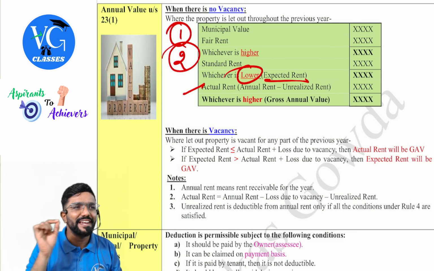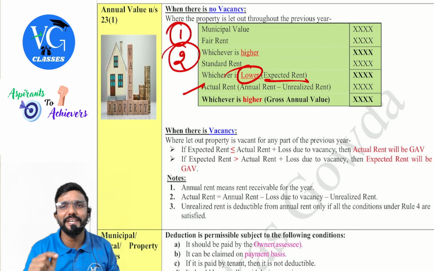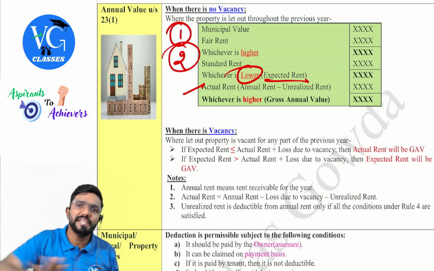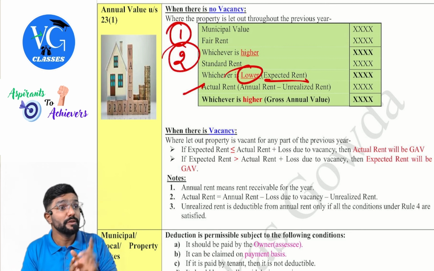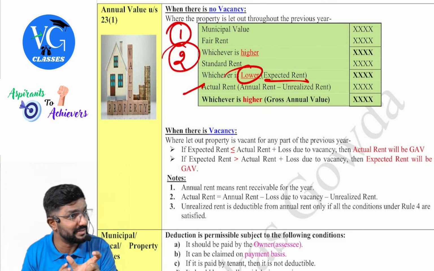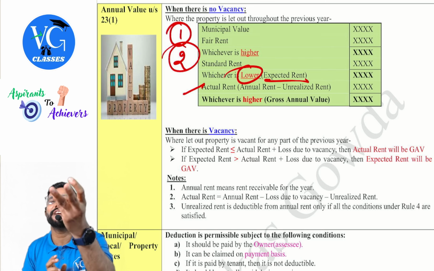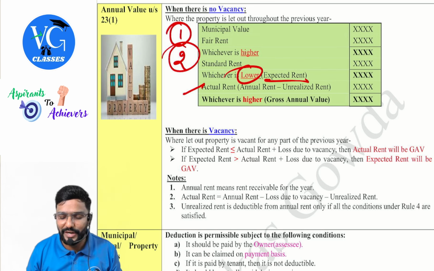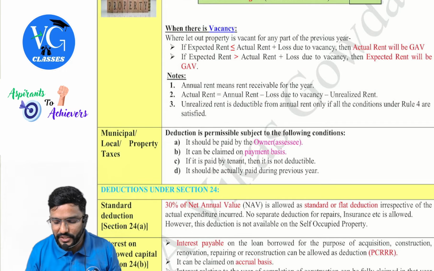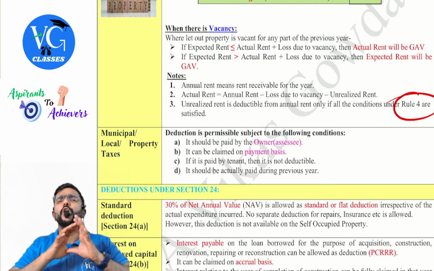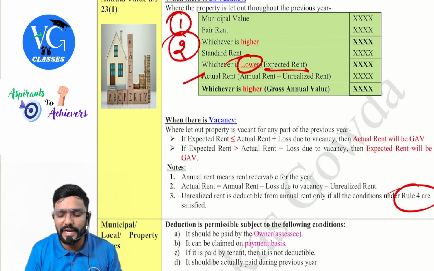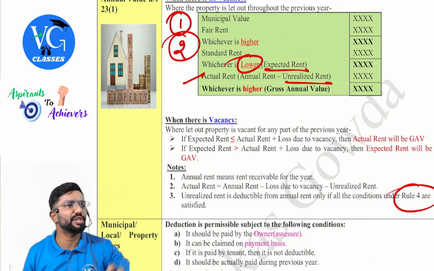But assume the tenant is staying in the house but didn't pay the rent for 1 or 2 months. Chances are there. Unrealized rent, we call it. Unrealized rent is when the tenant is staying in the property but is not paying the rent. So the property is occupied for the full 12 months, but the tenant is not paying rent for 1 or 2 months. There are 4 conditions given under Rule 4, guys. If all Rule 4 conditions are satisfied, yes, the owner can reduce unrealized rent while calculating actual rent.